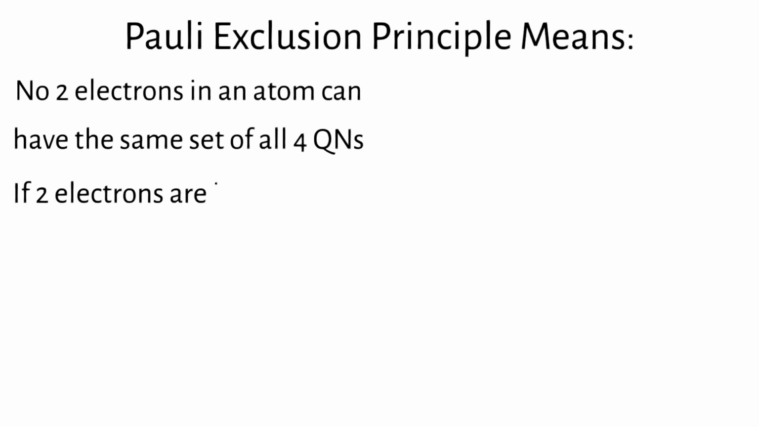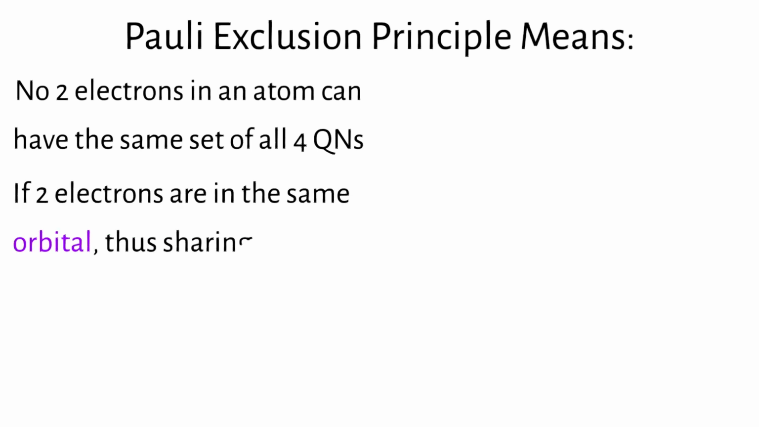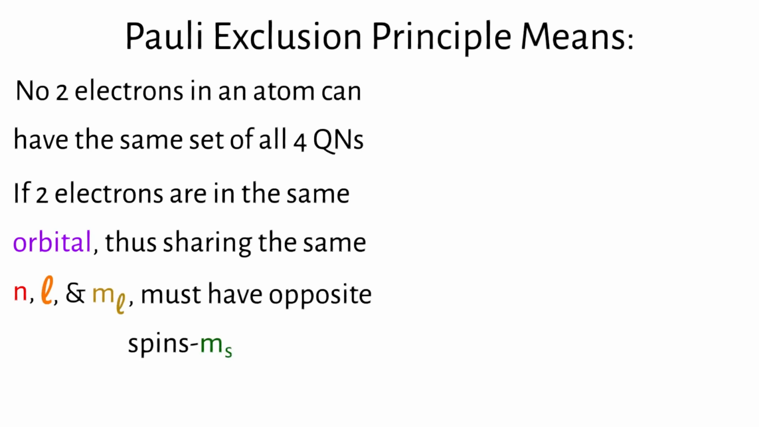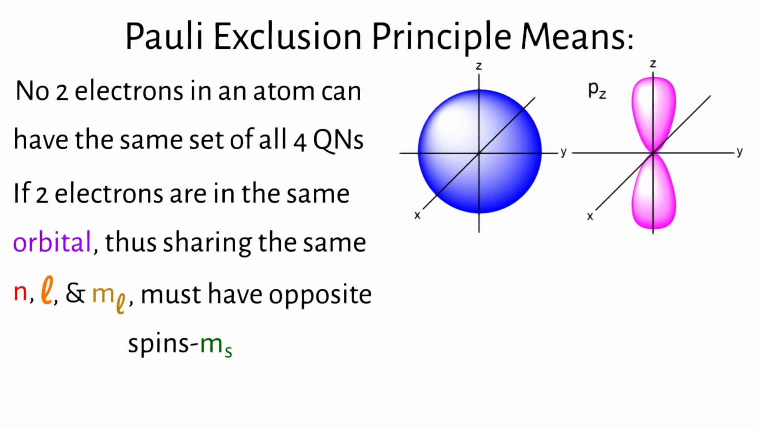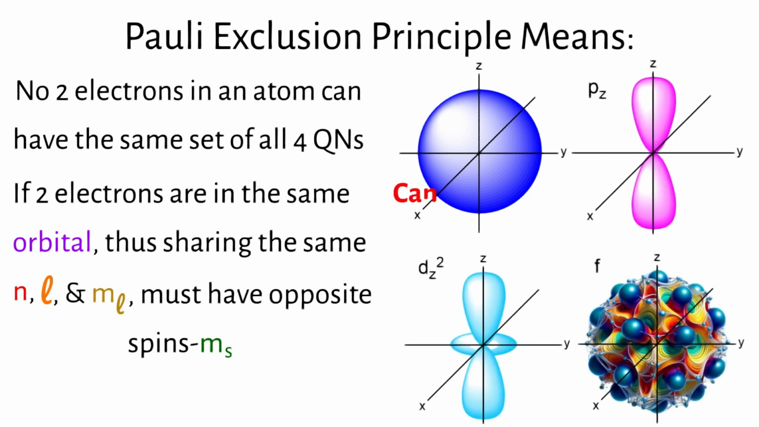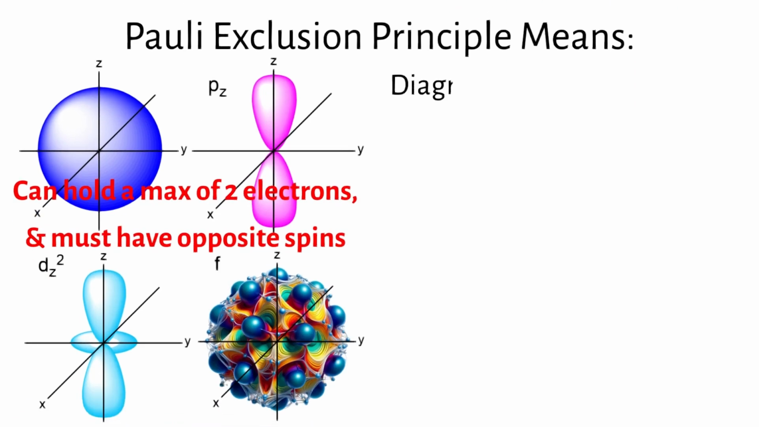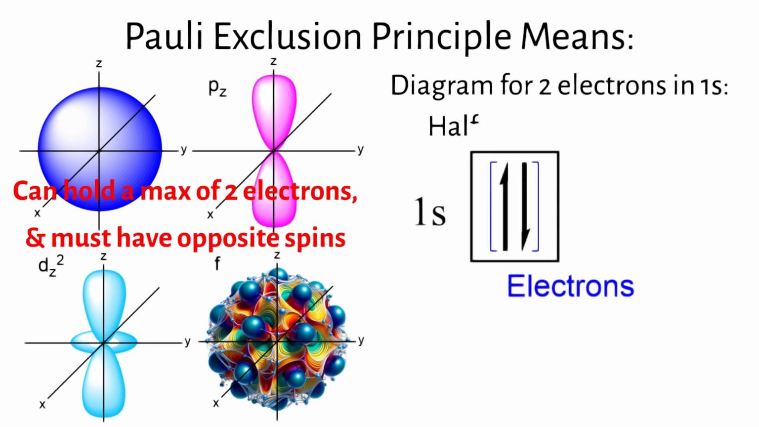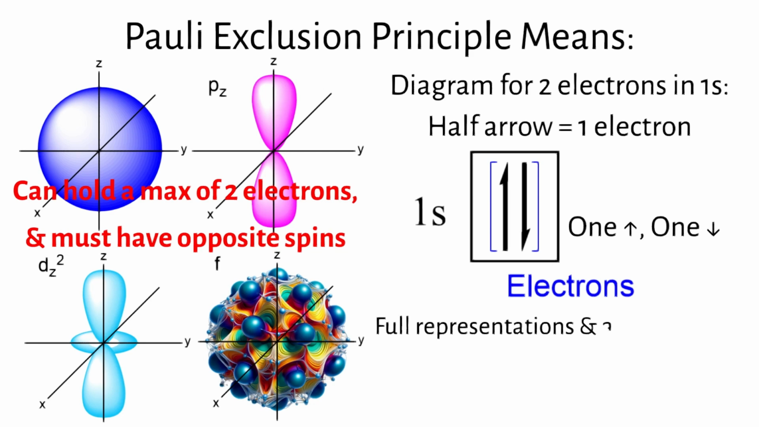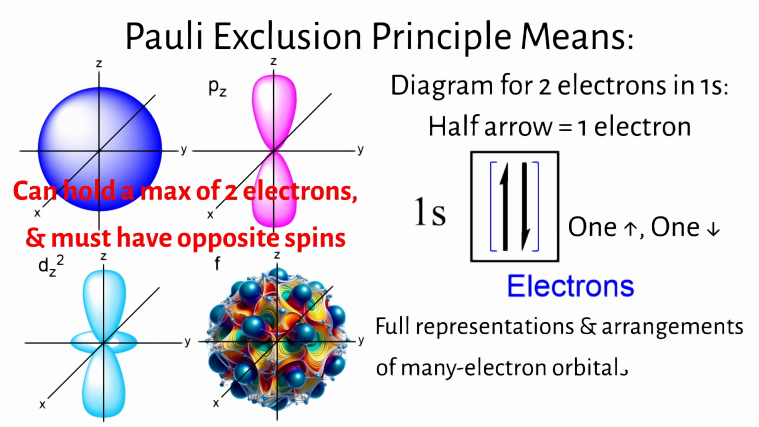If 2 electrons are in the same orbital, thus sharing the same n, L, m sub L, they must have opposite spins, m sub s, to satisfy the principle. Simplified, this means that an atomic orbital can hold a maximum of 2 electrons, and they must have opposite spins. A diagram for this for 2 electrons in the 1s orbital would look like this. The half arrow represents 1 electron, and you can see that one is pointing up while the other is pointing down. We'll get into the full representations and arrangements of the many electron orbitals in the upcoming unit, electron arrangements.